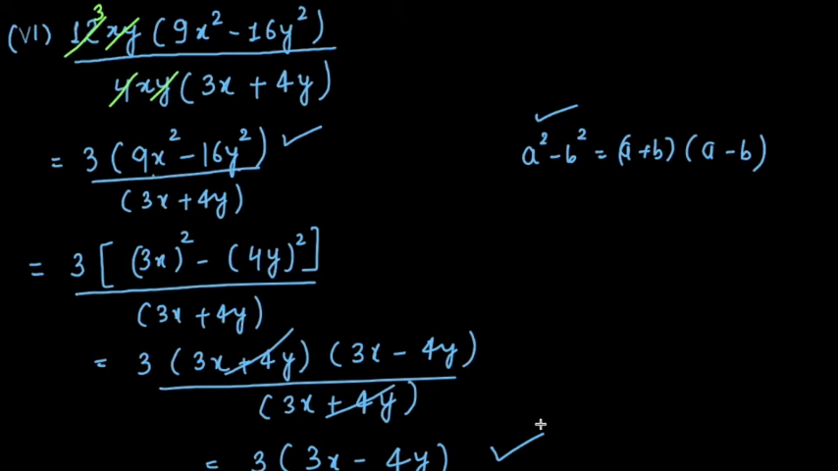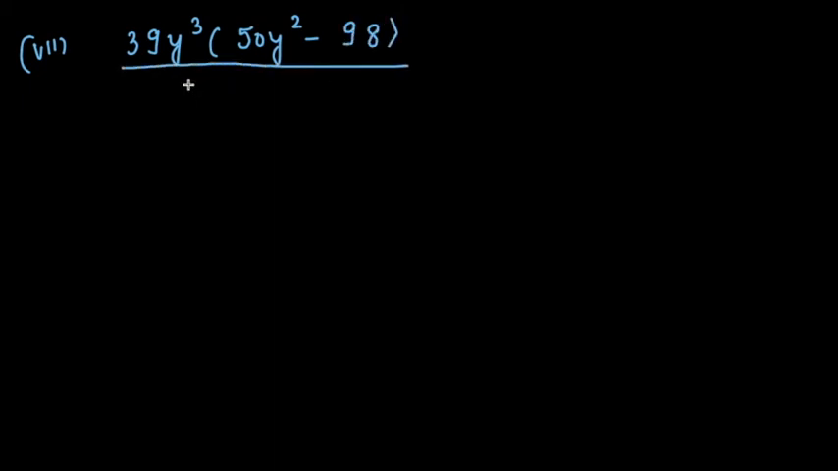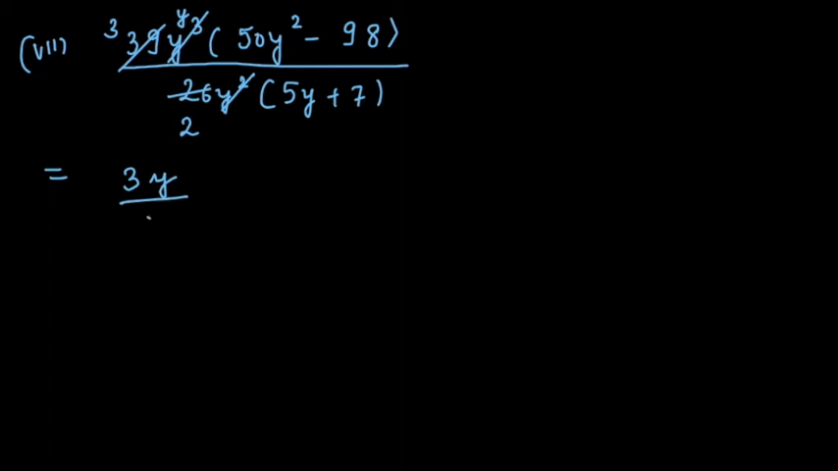Now we have one more part in this question, which is the 7th part, 39y cube, then you have 50y square minus 98, and then to be divided by 26y square and 5y plus 7. Now if you see, 13 3s are 39 and 13 2s are 26. This y square also I can write as y. So what I am getting is 3y upon 2.